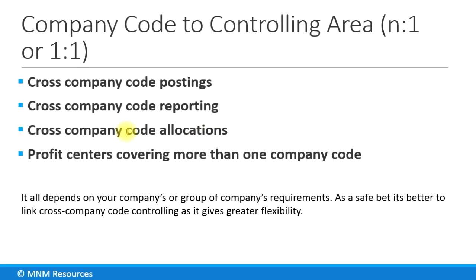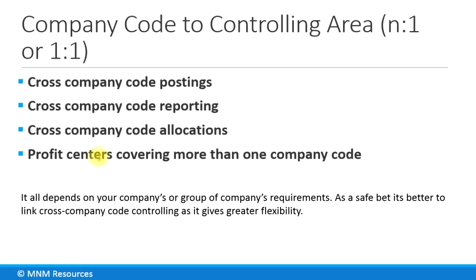You also have the option of cross company code allocation. This is where you allocate a cost from one cost center to another cost center of a different company code. This can also be between internal orders, cost centers, COPA segments, or any other type of CO object allocation methods.